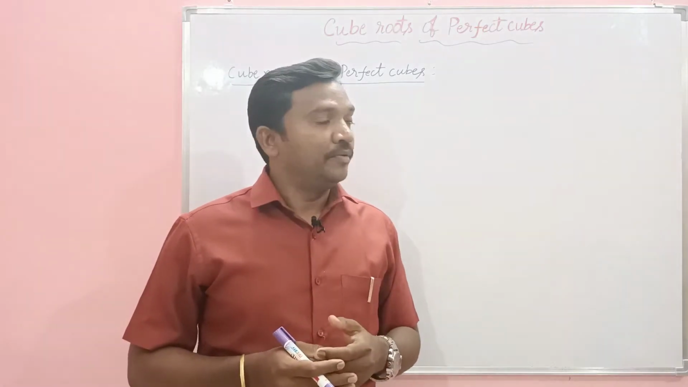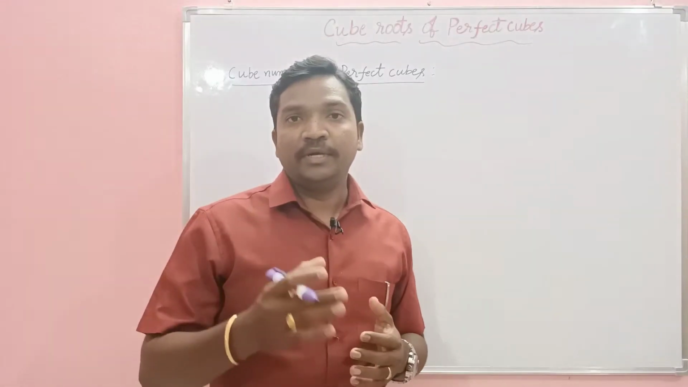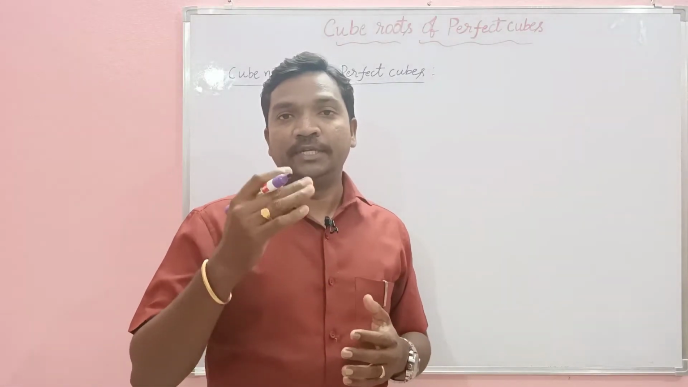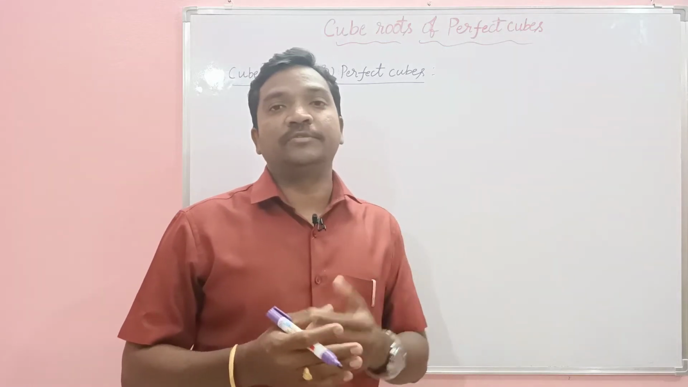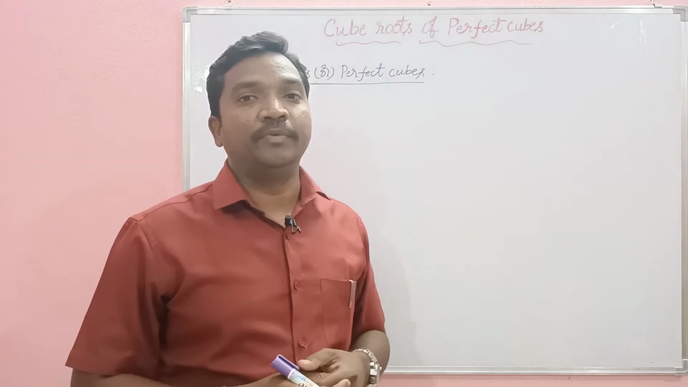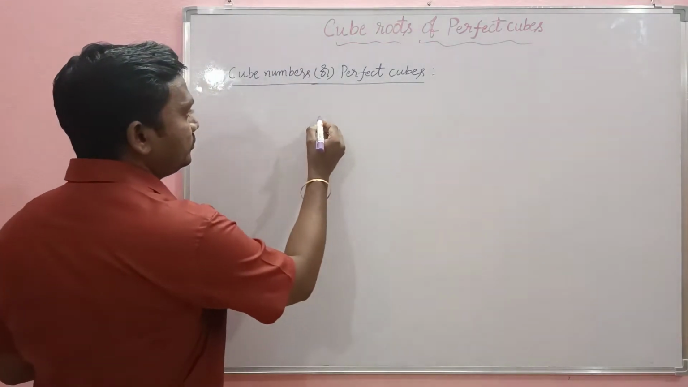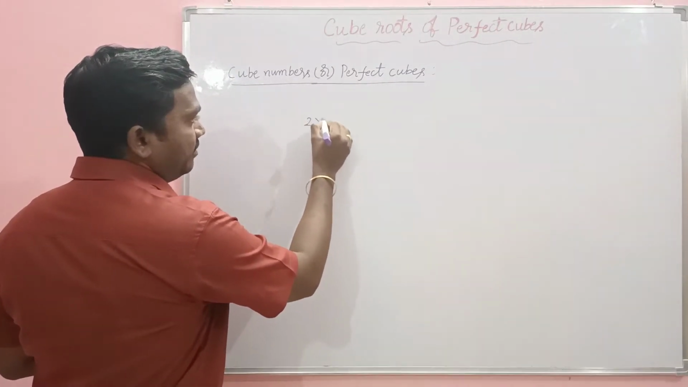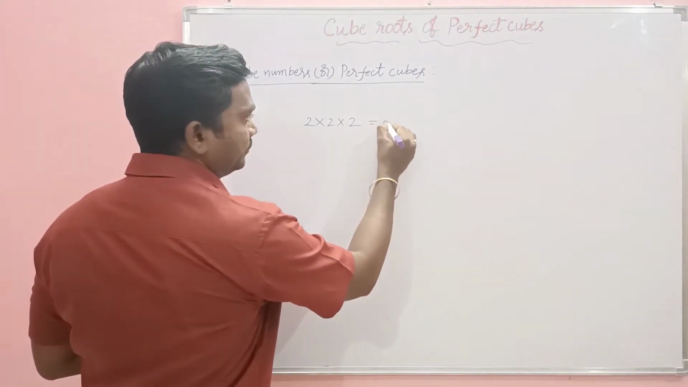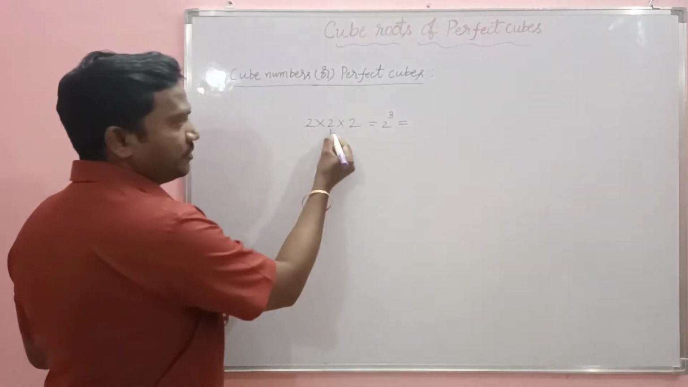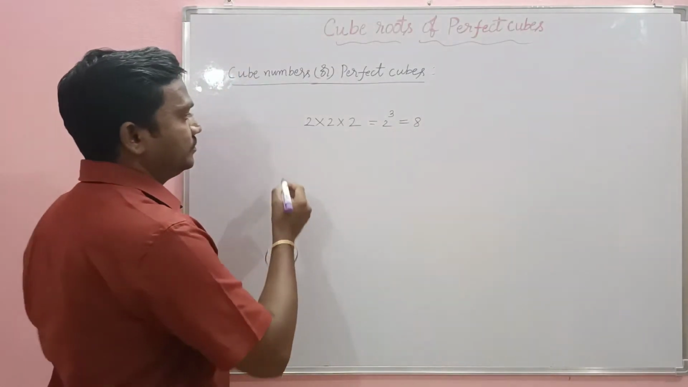Before that, what are cube numbers or perfect cubes? When a number is multiplied by itself 3 times, it is called a perfect cube or cube number. Let us see some examples. If 2 is multiplied 3 times, 2 into 2 into 2, that is 2 cubed. 2 twos are 4, 4 twos are 8. So 2 cubed is nothing but 8.